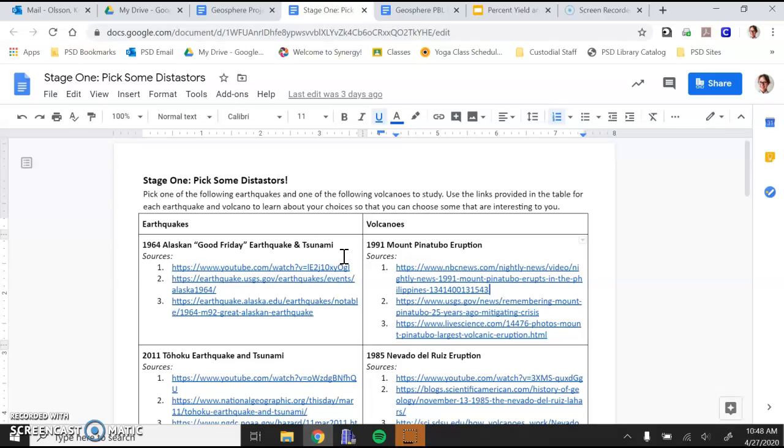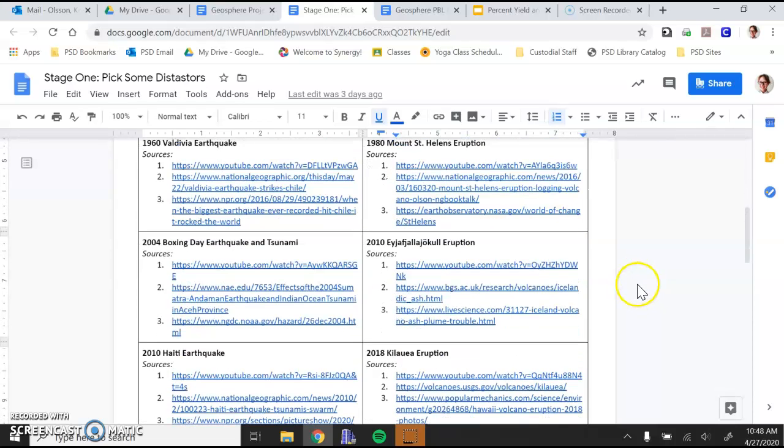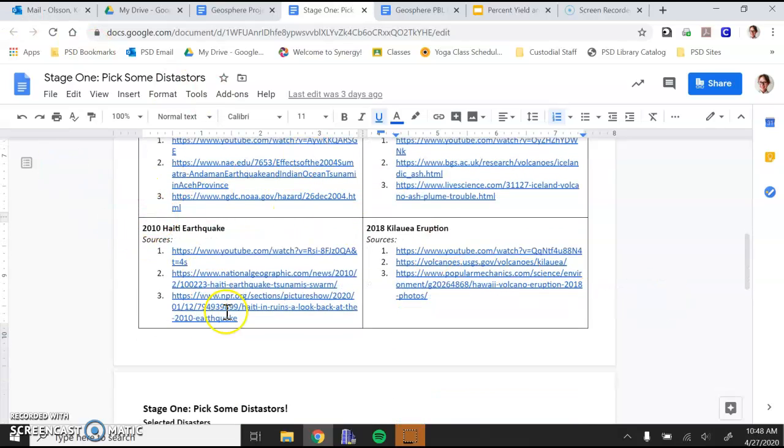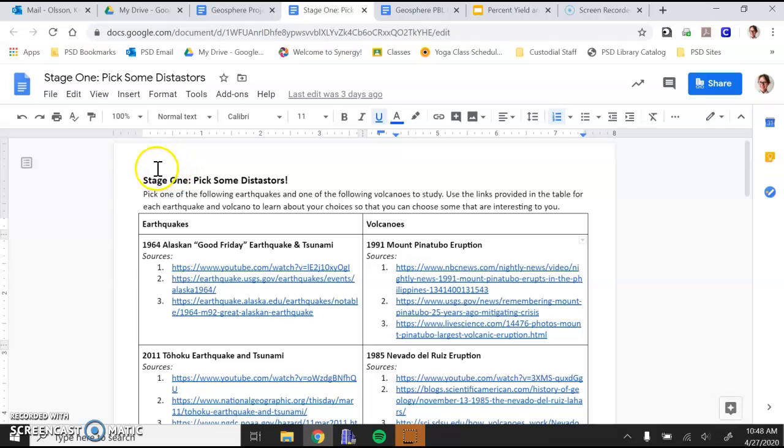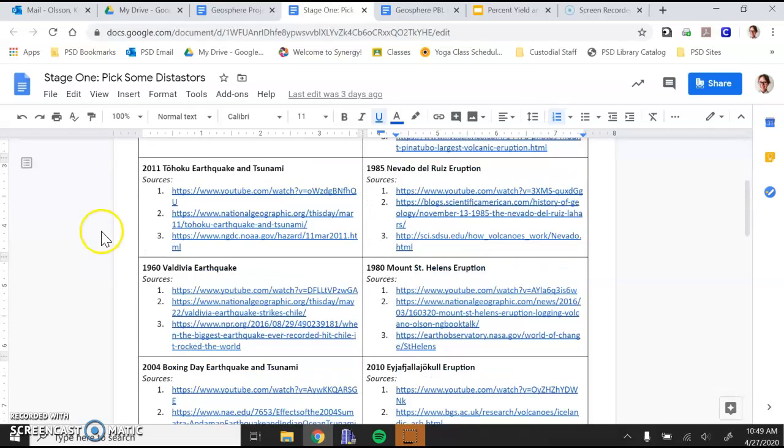These are all kind of unique. They all happened in either the 20th or 21st century. I wanted to make sure there was lots of good information on them. But you have a lot of options to study. So the Alaskan Good Friday earthquake and tsunami was really important because it kind of triggered our current understanding of plate tectonics.